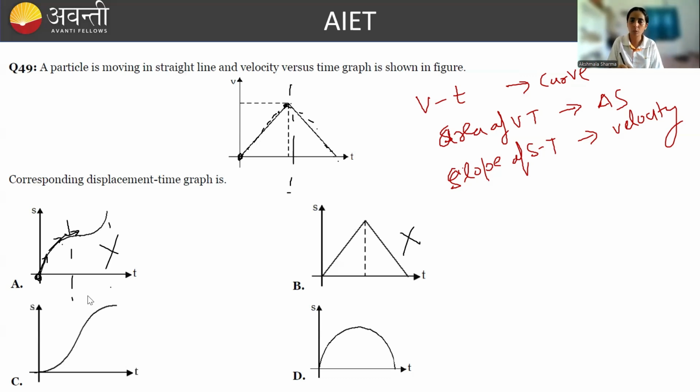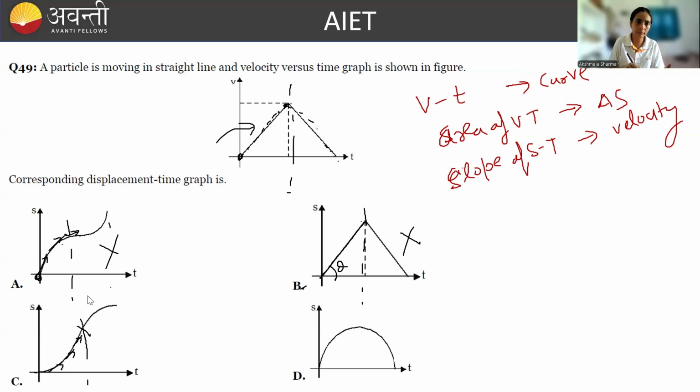The next one cannot be true because the slope of the ST curve gives us velocity, and here the slope of this line is constant. So according to this curve, up to the first half velocity is constant, but it's not constant, it's increasing here. So this also cannot be true. And if you look at C, here the slope is increasing with time. The slope is positive and increasing.